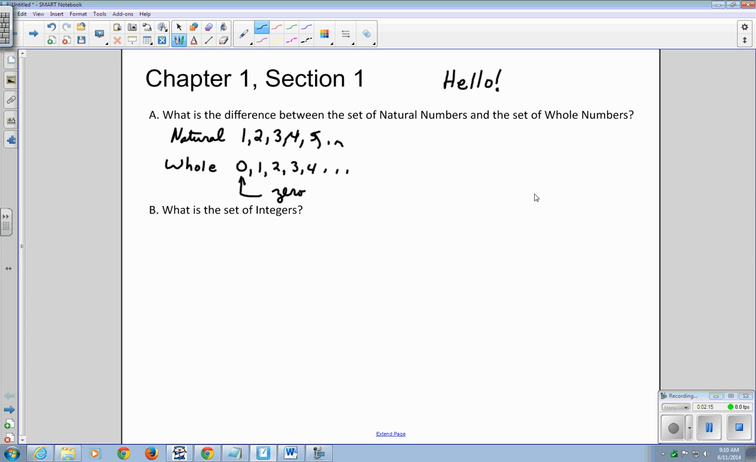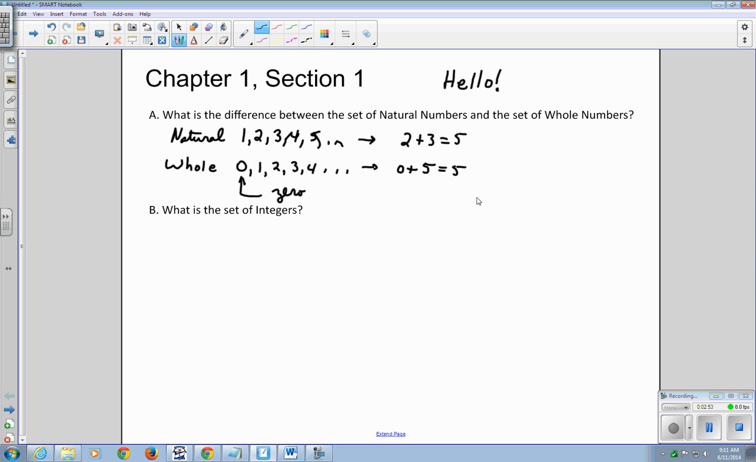So the second question is, well, what do we mean by integers? In the set of natural numbers and whole numbers, you can think of it this way. We can take any two natural numbers and add them together, and we're going to get another natural number. If you take 2 plus 3, you're going to get 5. If you take 200 plus 3, you're going to get 203. In any case, those are always natural numbers. And the same thing can be said for whole numbers. If we add 0 to any number, we get that number itself.